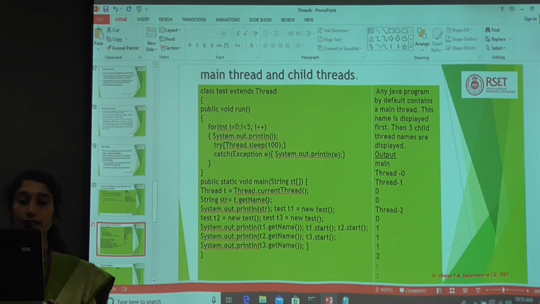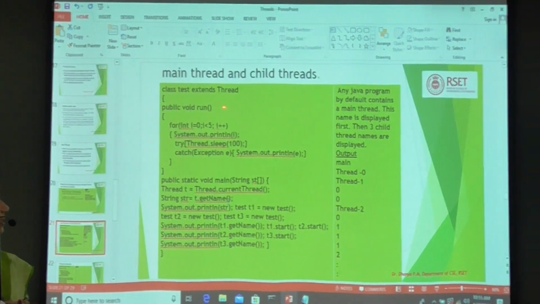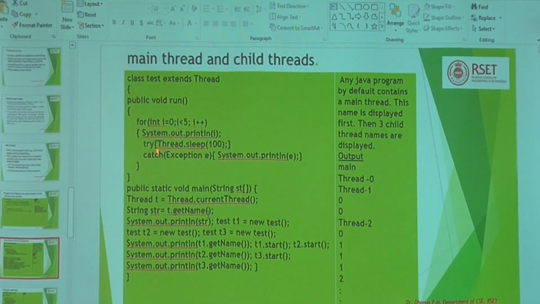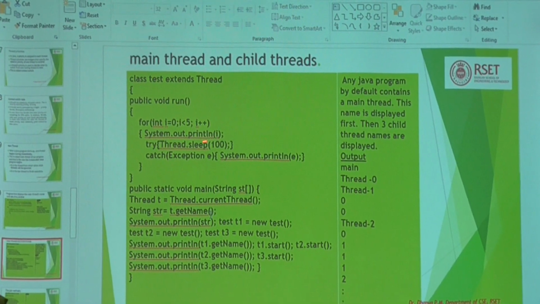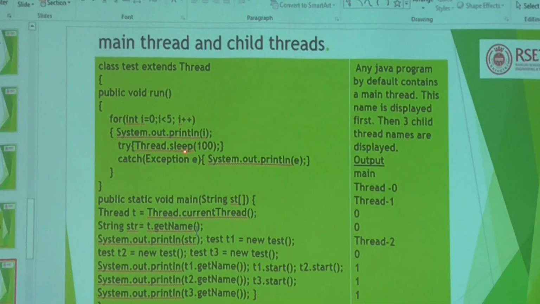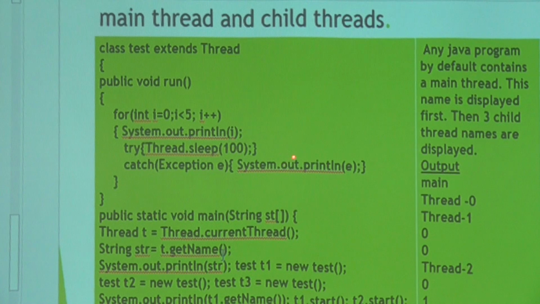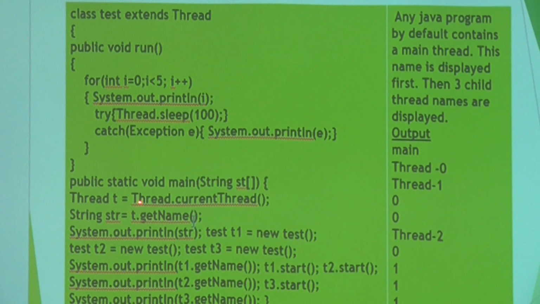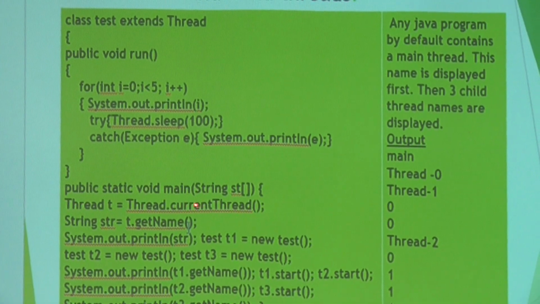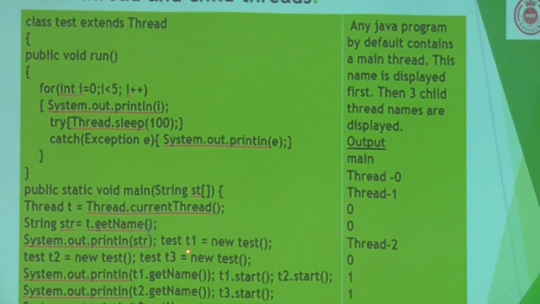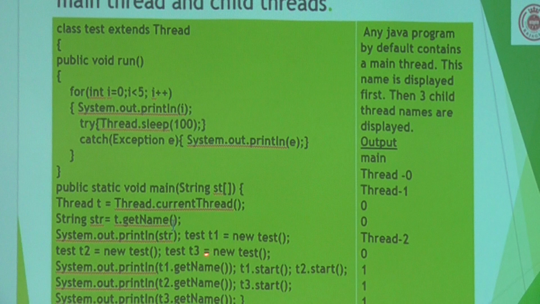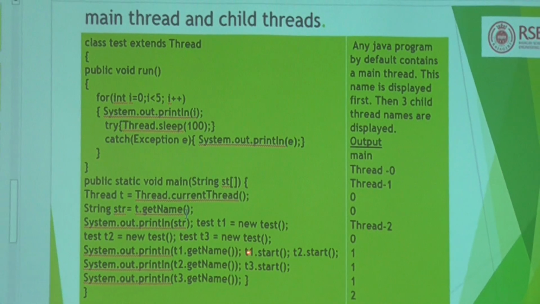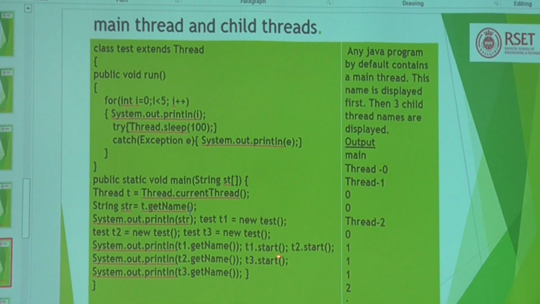Now let's see the main thread and child threads. Here I have written a class test that extends the Thread class, and I have written a run function where I am printing from 0 to 4, and I have included a sleep method with a sleep of 100 milliseconds, within a try catch statement. And here I am accessing the main thread and getting its name. Then I am creating 3 child threads, T1, T2 and T3, and starting them: T1 dot start, T2 dot start and T3 dot start.